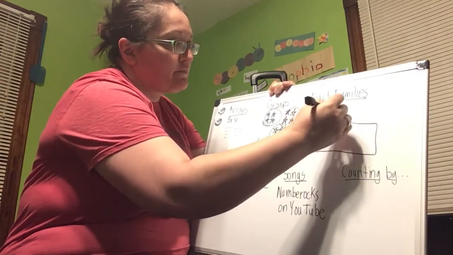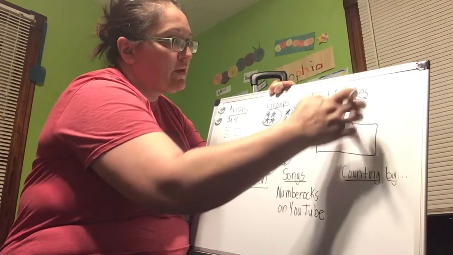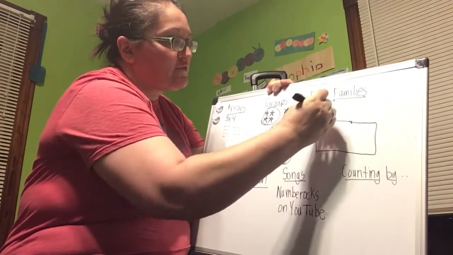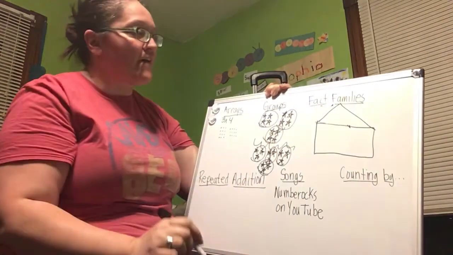Okay, our house is getting... We don't need so many roofs. Give me a second while I draw this out. I should have drawn this part first. Okay, so we've got our fact family house.